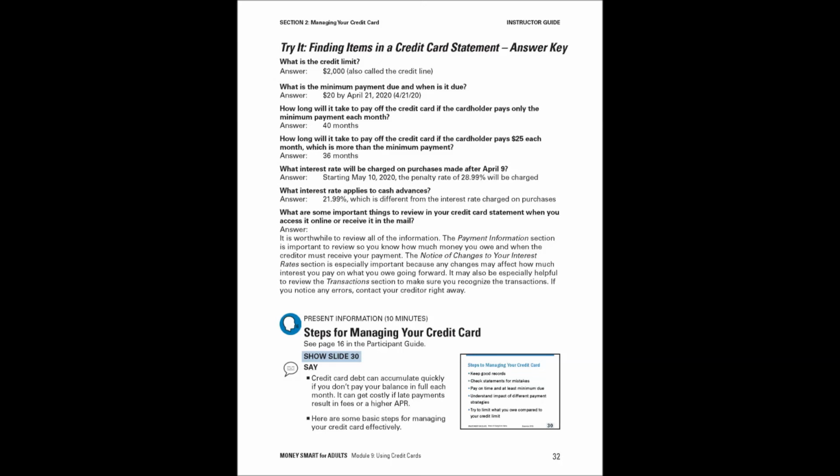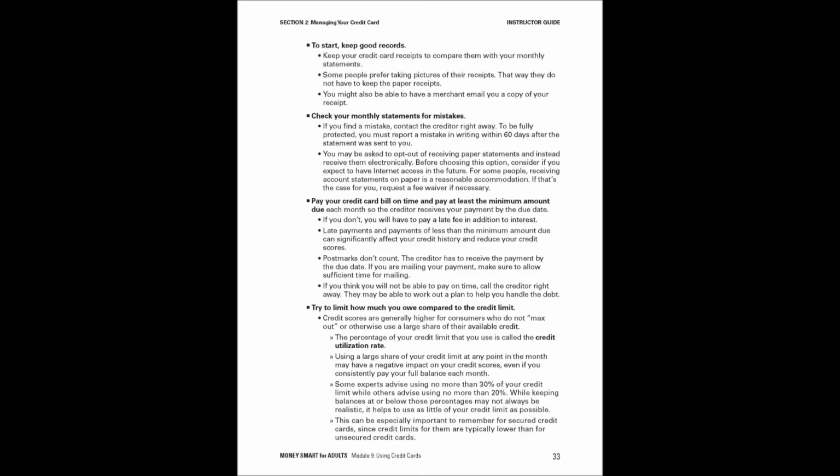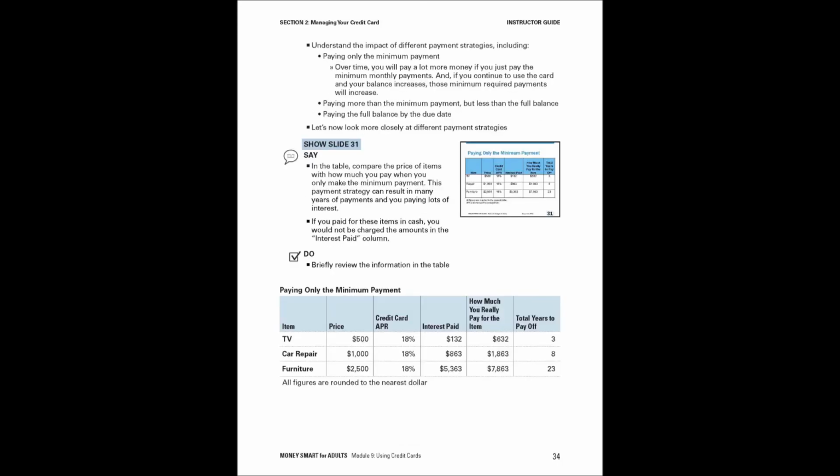The next topic is steps for managing your credit card. On slide 30, it gives some bullet points, some prompts that you can say regarding managing credit cards. Slide 31 is a table that helps training participants understand the impact of paying only the minimum payment. You have a TV, car repair, and furniture purchase, and you'll notice they all are at 18%. The table shows the total amount they're going to pay for the item and the amount of time it's going to take. As you notice, the furniture, $2,500, is going to take 23 years to pay off.